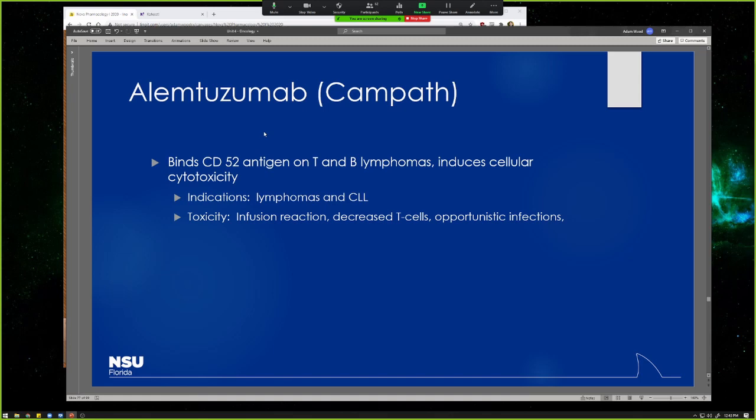Alemtuzumab is again shooting for a different target. This one's engineered to go against the CD52 antigen found on T and B lymphocytes, and so it's useful for those lymphomas as well, for certain types of CLL, etc. Notice the reactions here are going to be pretty similar, infusion-related reactions. Those are exactly what I was talking about last slide, the flu-like syndromes you can get with these infusions. But remember, the more widespread its activity is, here affecting both T and B lymphocytes, the risk for opportunistic infection may go up, right? Because you're suppressing that immune system to a degree.